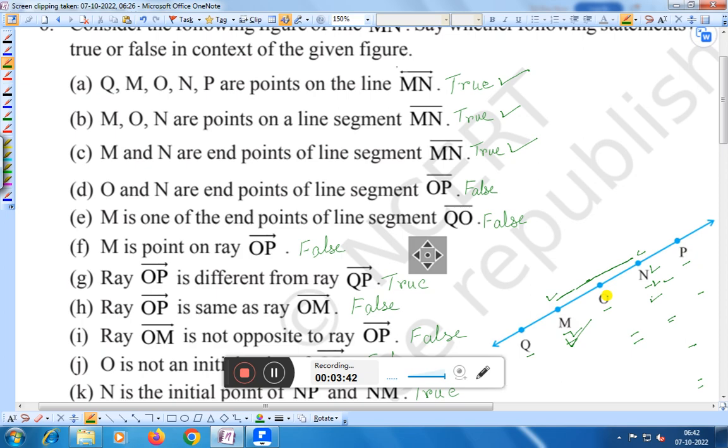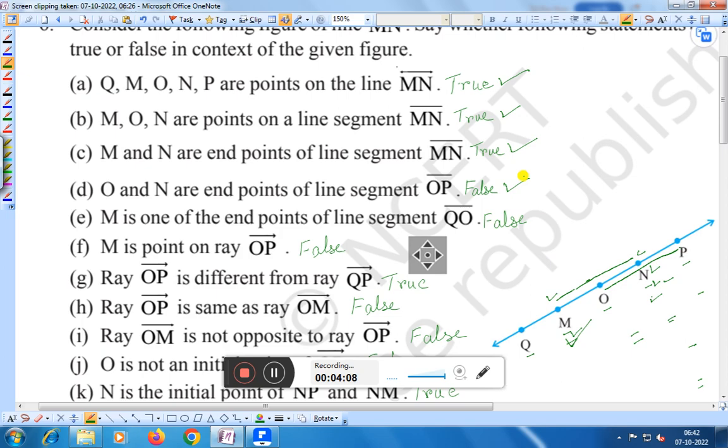No, this is false. Why? OP is from here to here. You see, this line segment is OP, right? But it is said that O and N are endpoints of line segment OP. No, the endpoints are O and P actually. Therefore, O and N are endpoints of line segment OP is false. Therefore, question D is false.